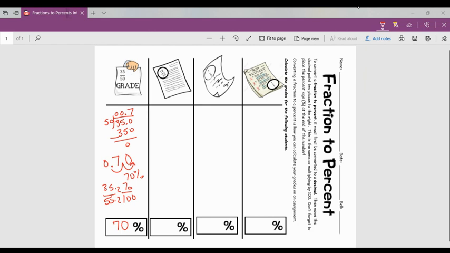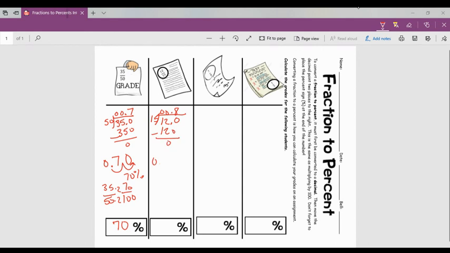Looking at the next one, we have 12 over 15. So I'm going to set up my fraction or my division. I've got my 12 here and my 15 here. 15 can't go into 12, so I'm going to add a decimal and a 0. Now 15 can go into 120 8 times. It actually goes in nicely. 15 times 8 is 120. When I subtract, I get 0.